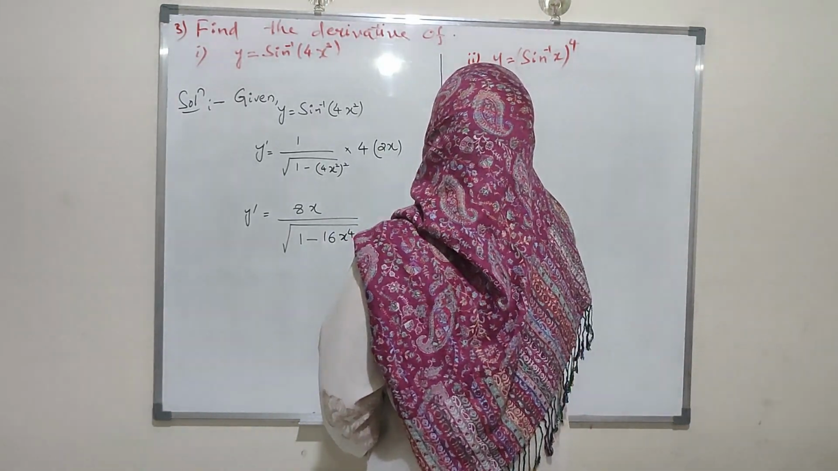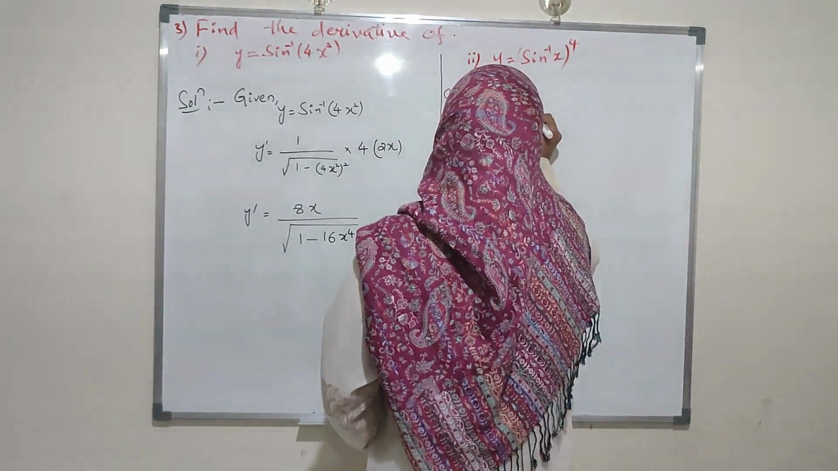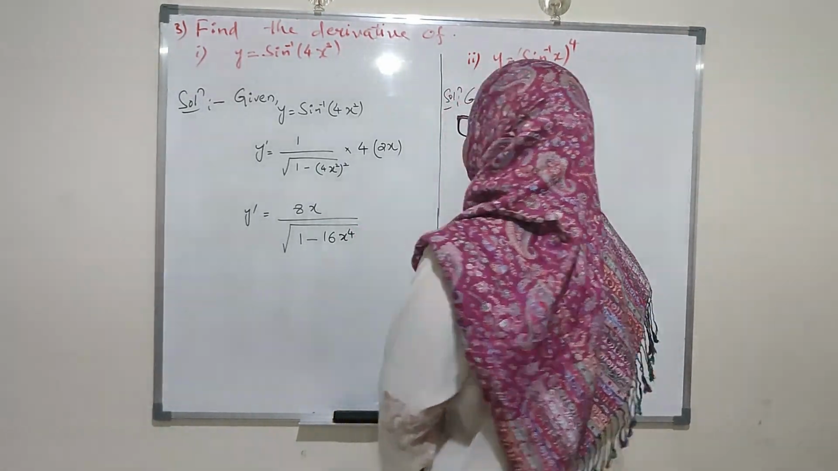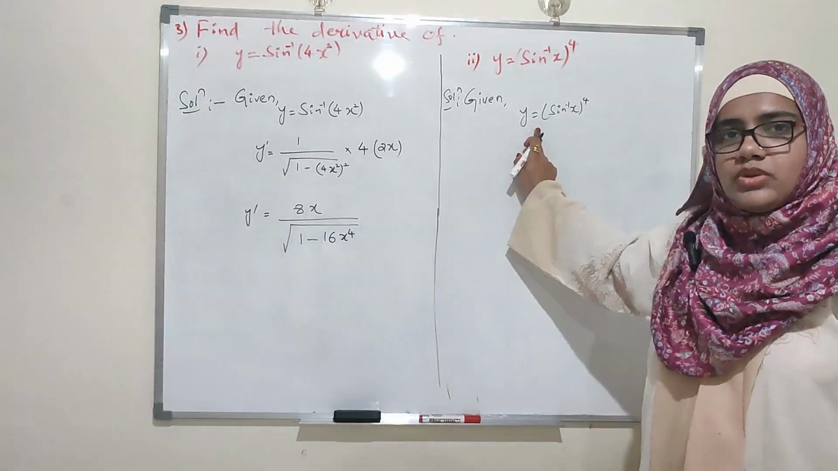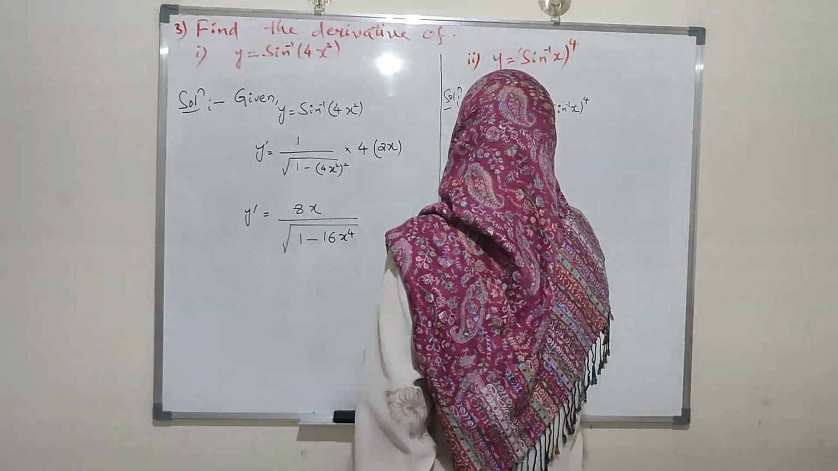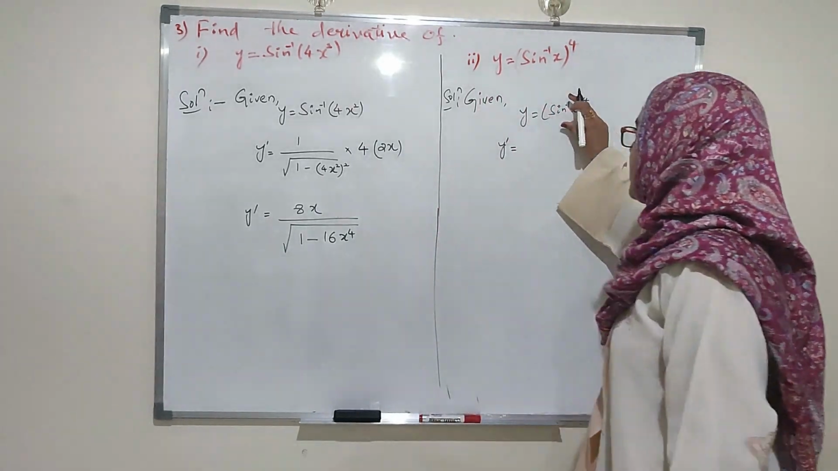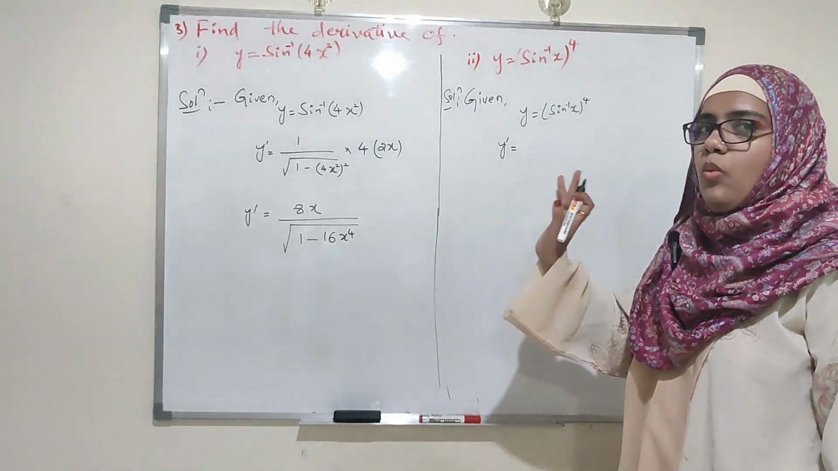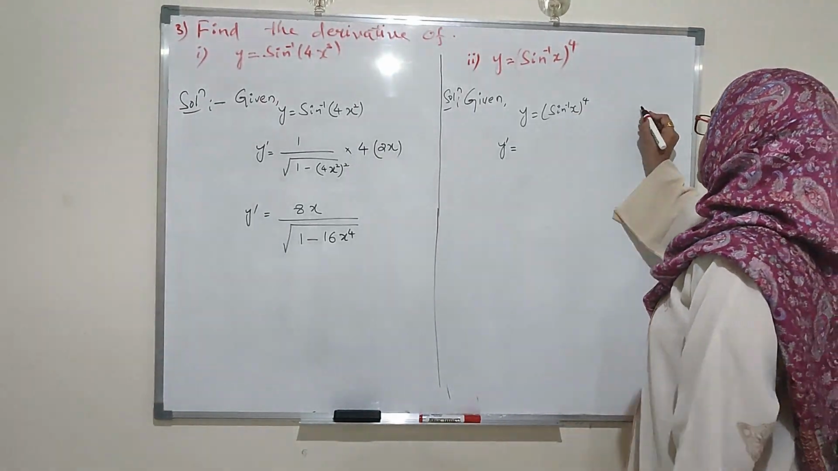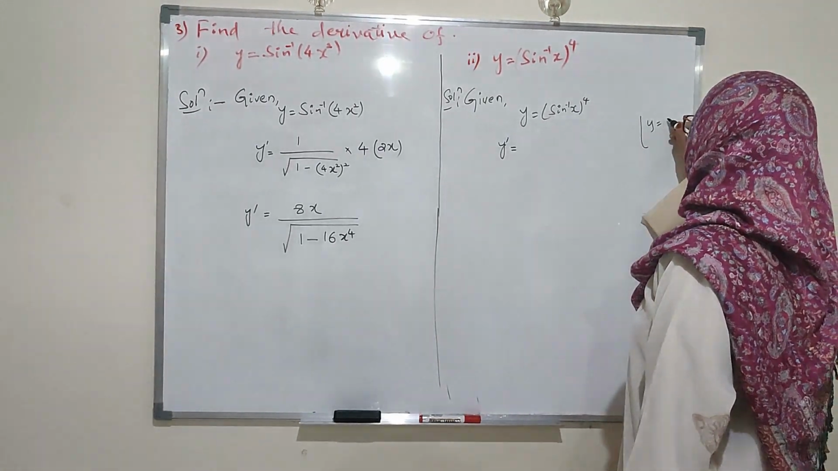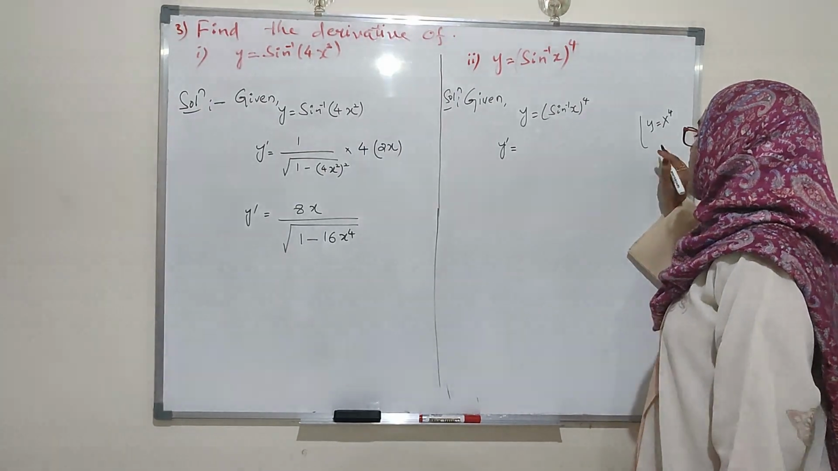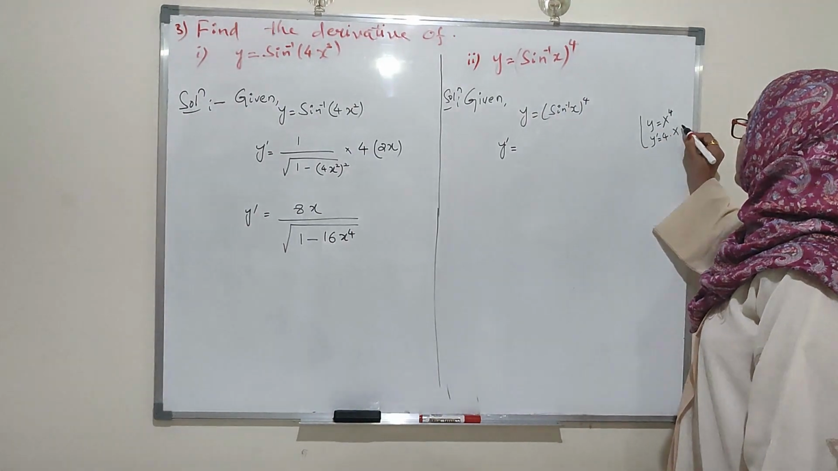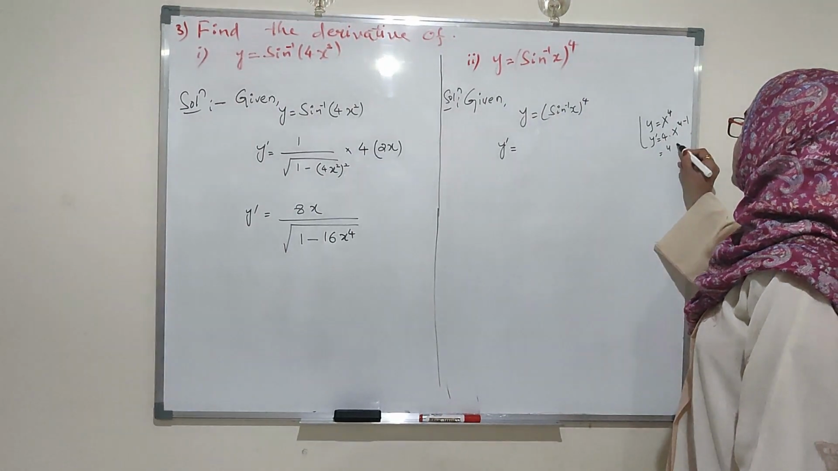Solution. Given y is equal to sin inverse of x to the power 4. Now differentiate this with respect to x. Differentiating with respect to x, it will become y dash. Consider sin inverse of x as one term x. Suppose this given function is y is equal to x raised to 4. Now we have to find the differentiation of x raised to the power 4. It is 4 into x raised to 4 minus 1, that means 4 into x raised to 3.